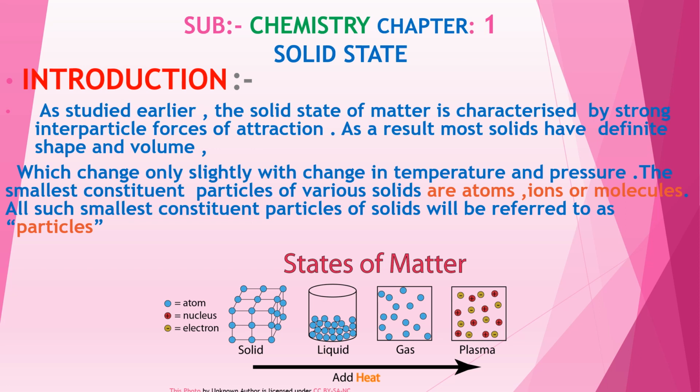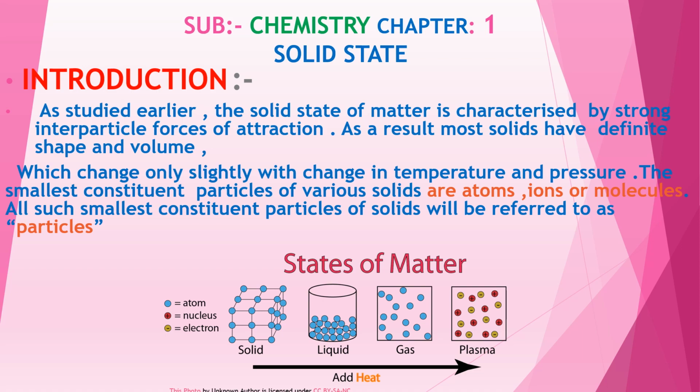These three states of matter are interconvertible. When you heat it, the solid is converted into liquid, and liquid is converted into gas. Again, if you remove the heat, then gas is converted into liquid and liquid is converted into solid. Last year you studied the liquid state and gaseous state. This year you have to study the solid state in detail.